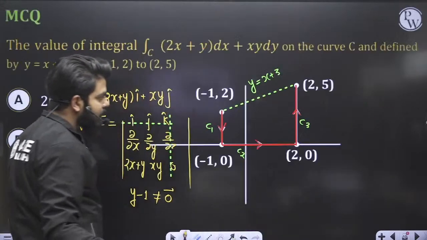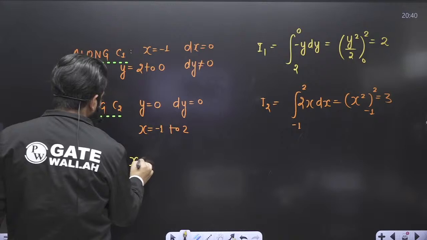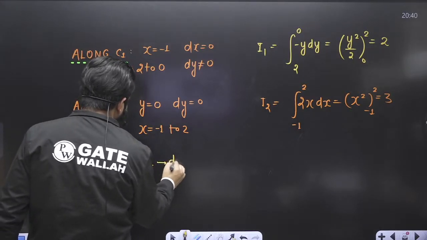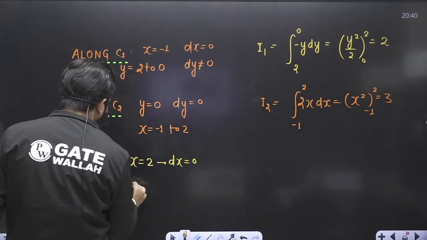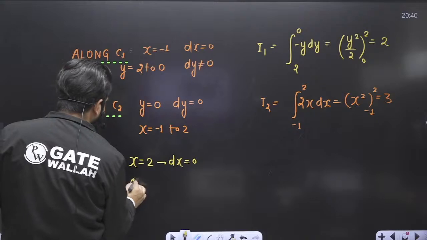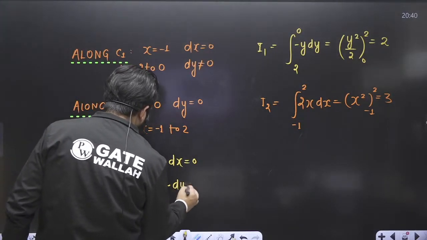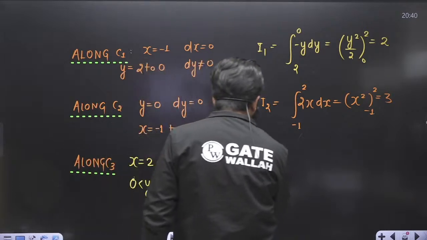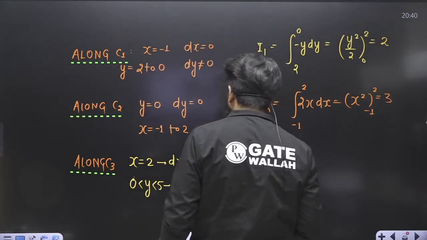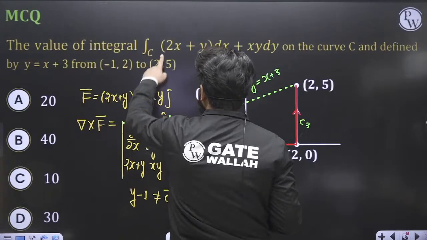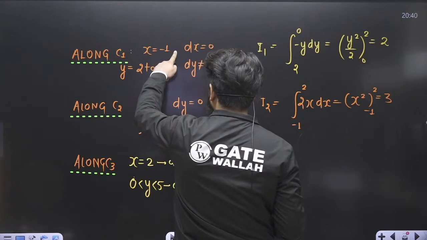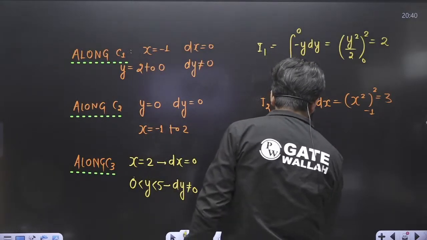Along C3, what is constant? X is constant at 2, which means there is no change in x. dx becomes 0. Y is changing from 0 to 5, and dy is not equal to 0. So what will be the value of I3? Value of x is 2. 4 plus y.